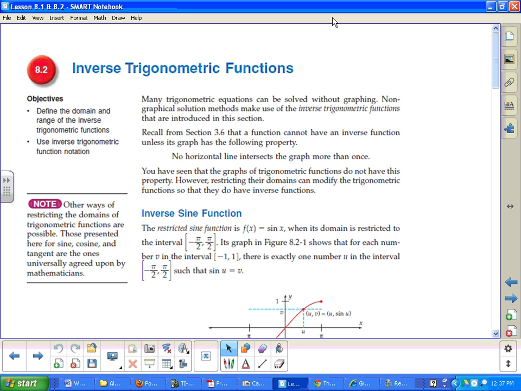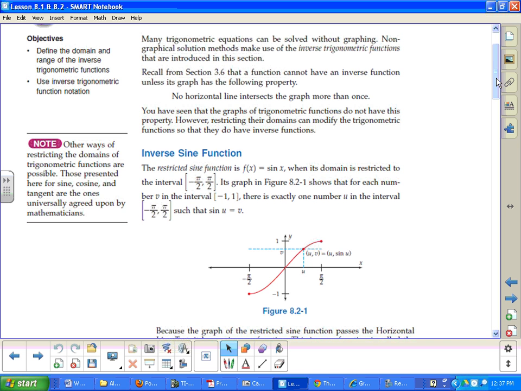Okay, inverse trigonometric functions. Now, one thing about sine, cosine, and tangent is their inverses are not functions. Okay? Why are they not functions? Okay, they fail the horizontal line test because they're periodic functions. They go on forever, so they will fail the horizontal line test.